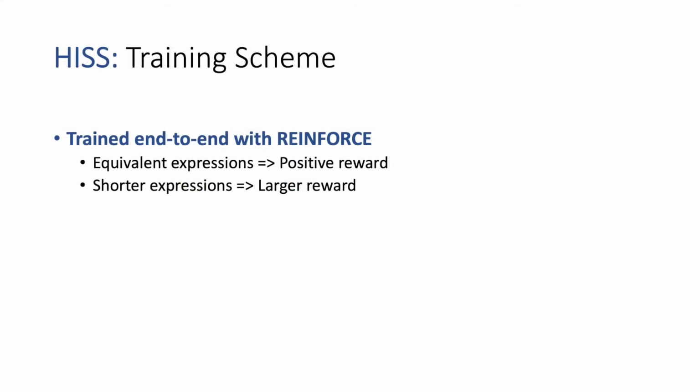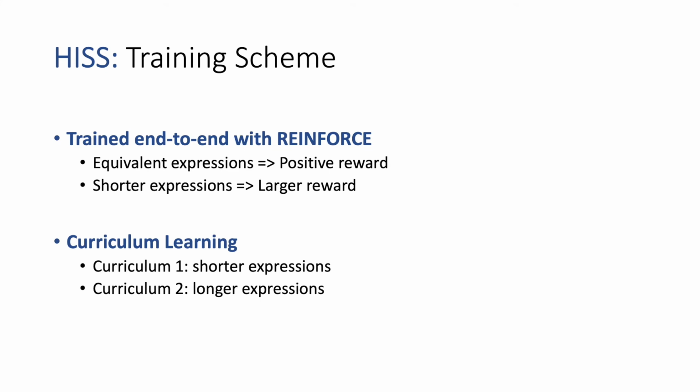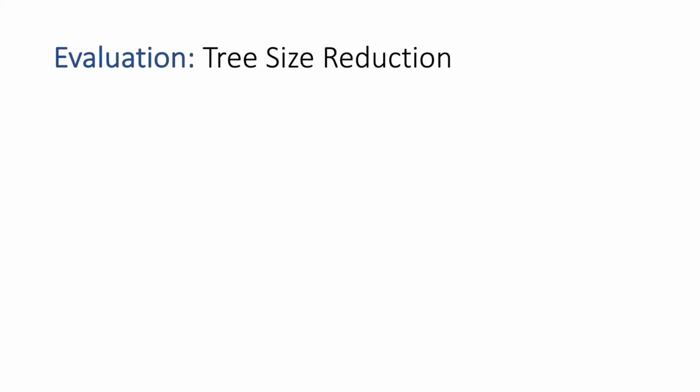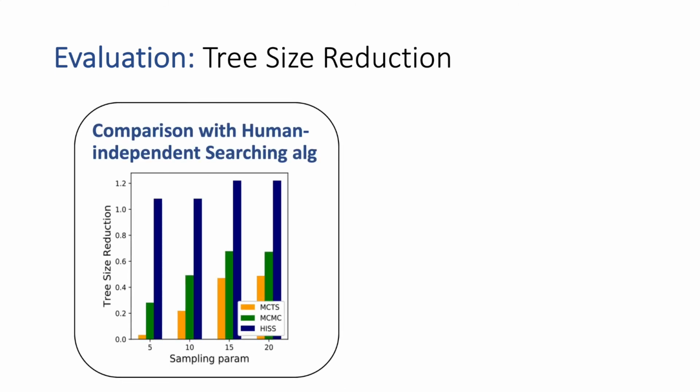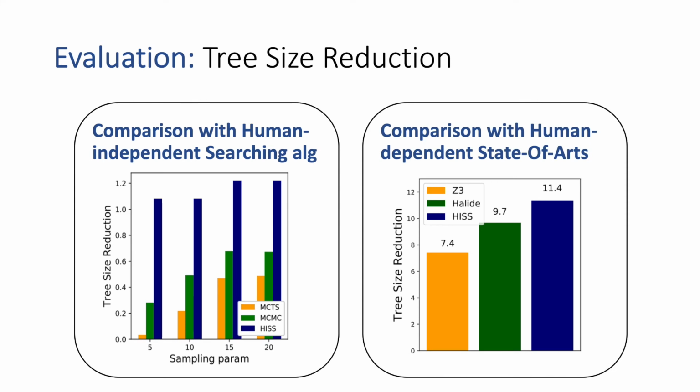The entire model is trained end-to-end with a reinforcement learning framework, where the reward is determined by whether the output expression is equivalent and its length. To facilitate exploration, we adopt a learning curriculum where the input expressions gradually become longer. We evaluate our model by comparing it with some human-independent searching methods as well as some human-dependent state-of-the-art algorithms. Both results show that our model is able to find more and shorter equivalent expressions.